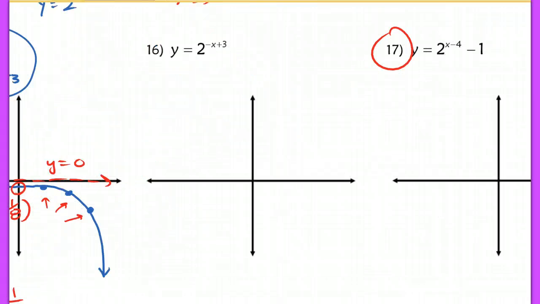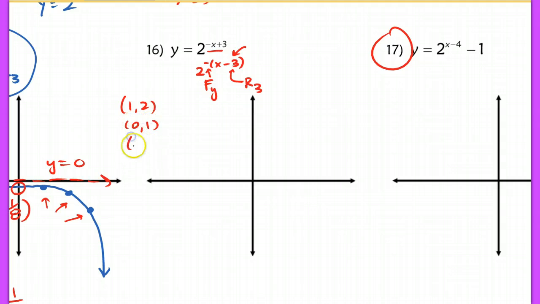Okay, this time in problem 16, I see that I have a negative sign, and I want to factor that out just so I can see where that shift is going to occur from this number here. So I see that I have a flip over the y-axis, which is why that negative is here, and I'm also going to shift it right 3 units. So when I take my important points 1, 2, 0, 1, -1, 1/2, these are going to get affected first by flipping it over the y-axis.